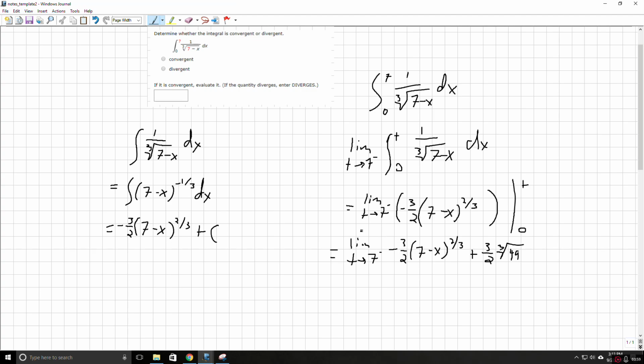Okay, now you just look at it, apply this limit here. So 7, t is approaching, oh, whoops. That's not x, that's t. Okay, so it's approaching 7 from the left, so this inside the parentheses is approaching 0. It will get closer and closer to 0. So that's approaching 0, and then if you square it, it's still 0. Cubed root of it, it's still 0. And multiply it by negative 3/2, it's still 0. So this whole thing is approaching 0. So all that's left is this. And that's your answer.